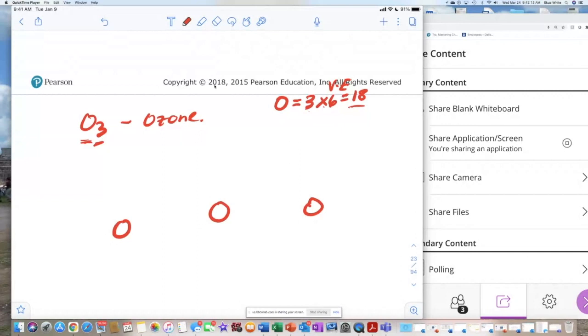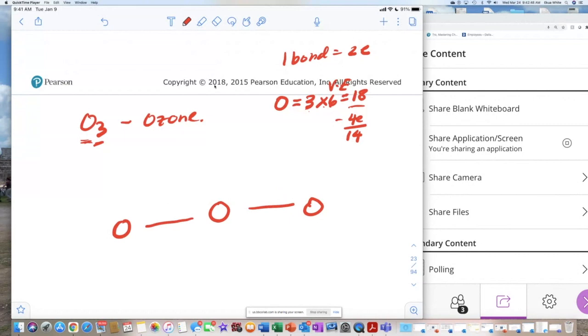Following the Lewis structure rules, the first thing we do is draw a single bond between the central atom and each peripheral surrounding atom. Central atom right here, single bond, single bond. Each single bond uses 2 electrons. Remember, 1 bond equals 2 electrons. So I've used 2 electrons here and 2 electrons here. We have used 4 electrons total. We're left with 14 electrons.